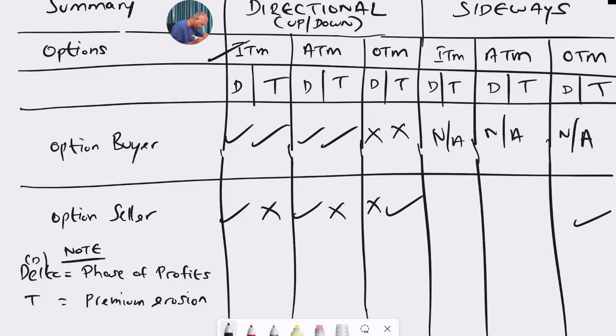So with respect to in the money and at the money, these options will help only in a directional market, but whereas in a sideways market, only out of the money option for an option seller will be of big help. Hope you have a very clear understanding of the advantages and disadvantages of using different options for both option buyer and option seller.